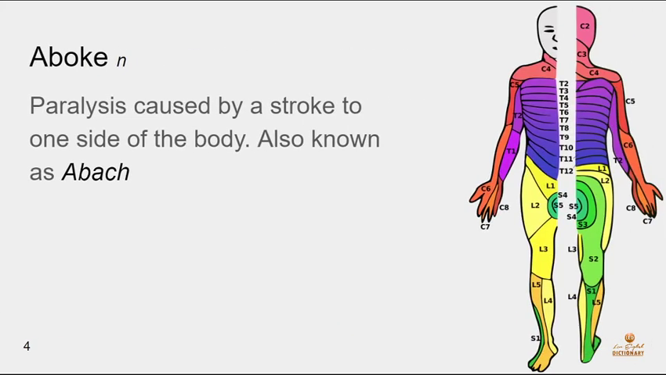The fourth one is aboke. Aboke is sometimes known as abach. It means paralysis caused by a stroke to one side of the body. Paralysis by stroke is known as aboke or abach.